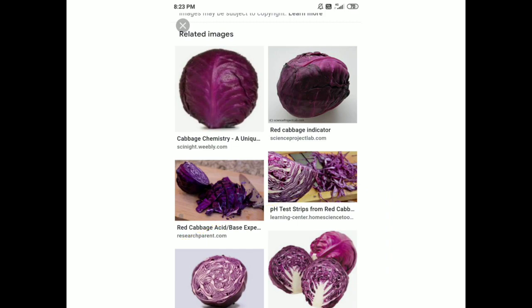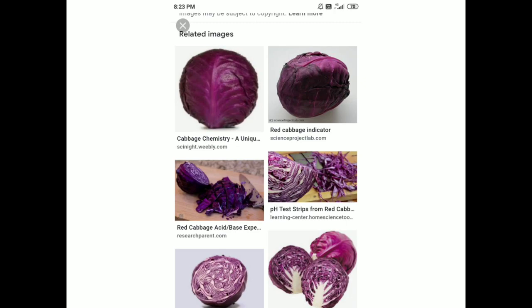Second example, tamarind is also a natural indicator, and third one is red cabbage leaves. So all these are used to test whether something is acid or base. When you dip them in acid, you get one color. When you dip them in base, you get another color. By the color change, you tell whether it is an acid or a base.